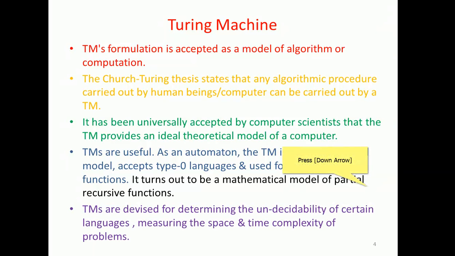Having understood this, these are devices for determining the undecidability of certain languages. We have discussed the decidability and undecidability of problems. Now, the undecidability of certain languages can also be found through the Turing machine. Another use is measuring the space and time complexity of the problem. The time computation aspects we can enumerate either through prior analysis or posterior analysis.